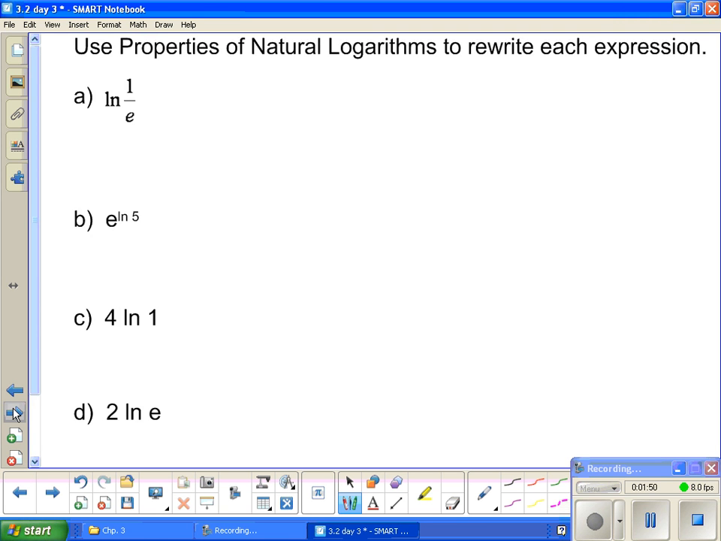Properties to rewrite. We can use all the same properties that we've already learned. Okay, so this is the natural log of e to the negative 1, which if I wrote it using the word log, the base would be e, and the argument e to the negative 1. Same principle. So this is equal to negative 1. e to the natural log of 5, again, same base, so that's going to equal 5.